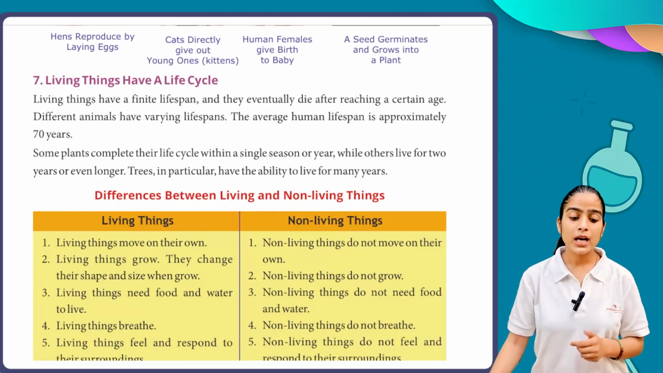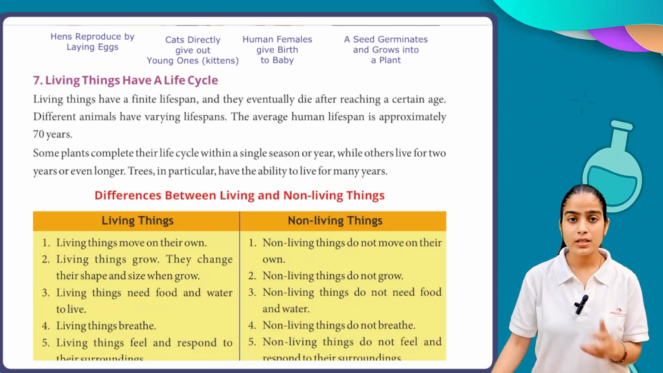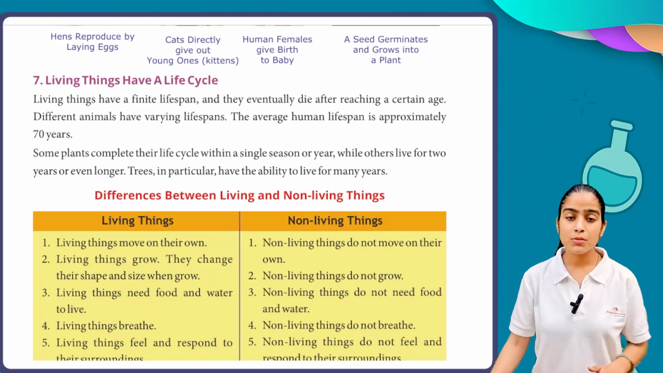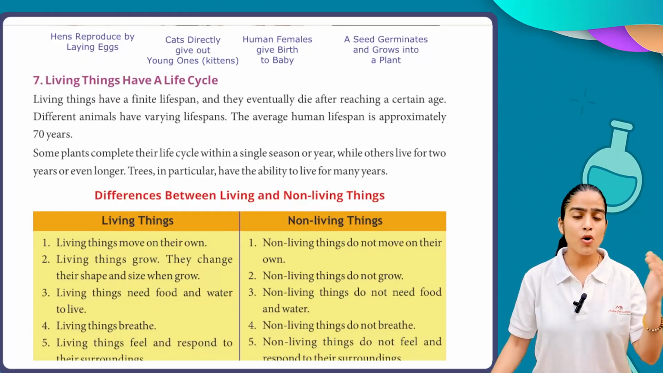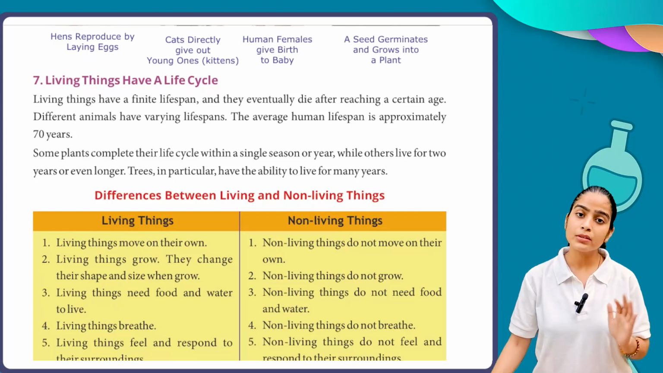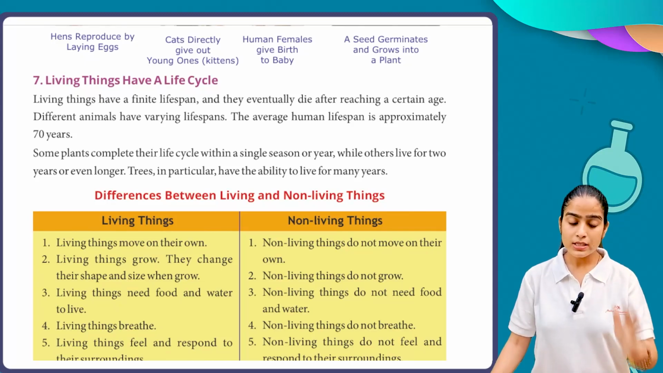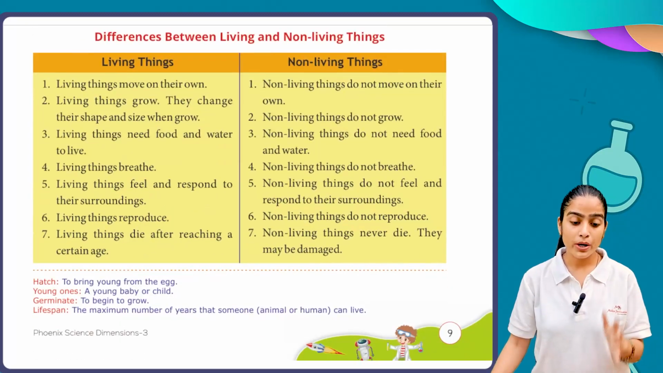And the last, we have the differentiation between living things and non-living things. This is the table you have to discuss by considering all the concepts we learned till now in this chapter. When you see this table, you will understand it. Each and every point is considered here.